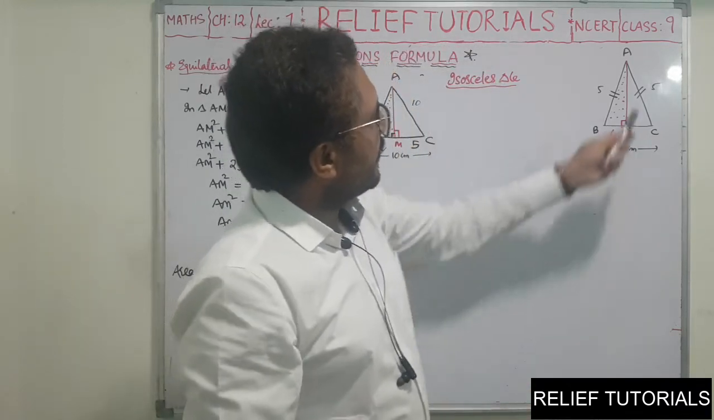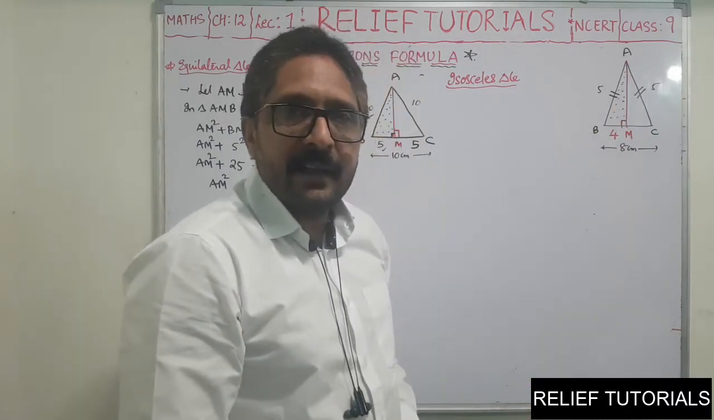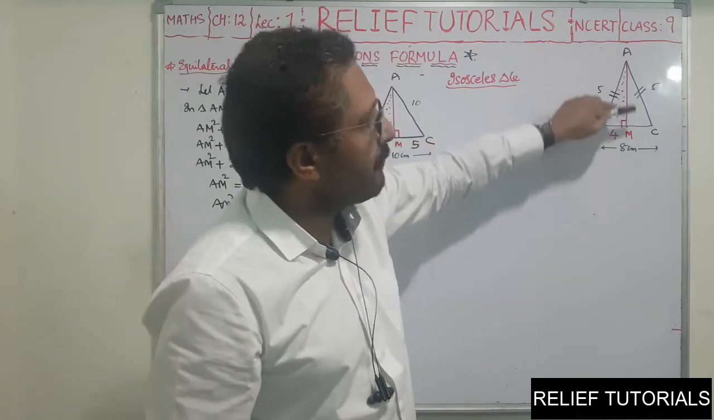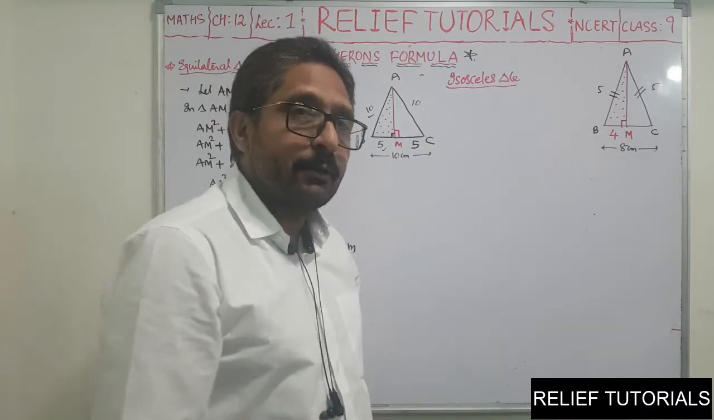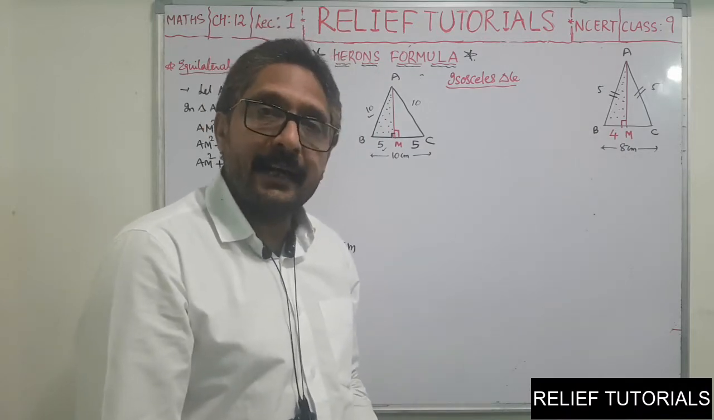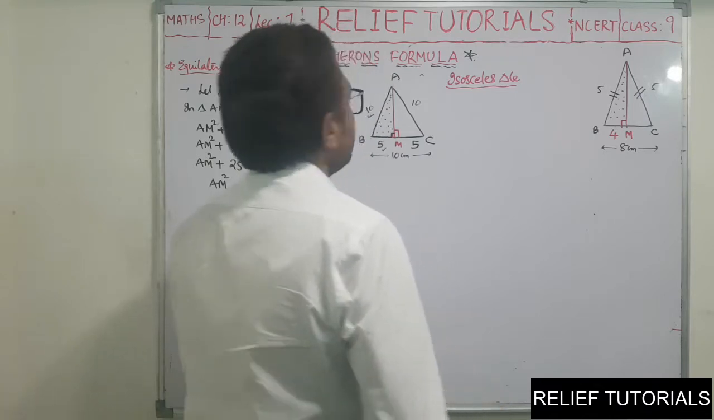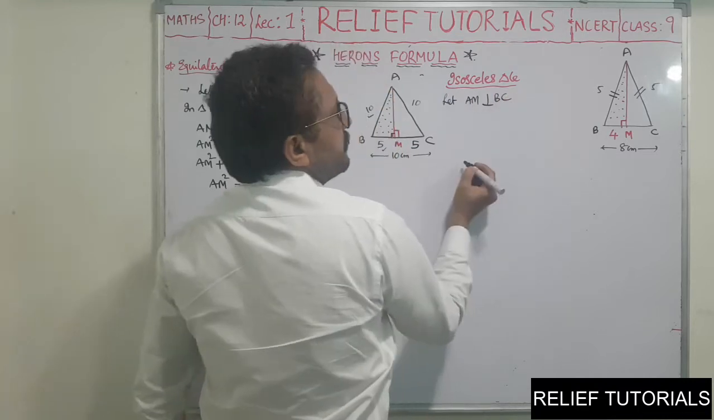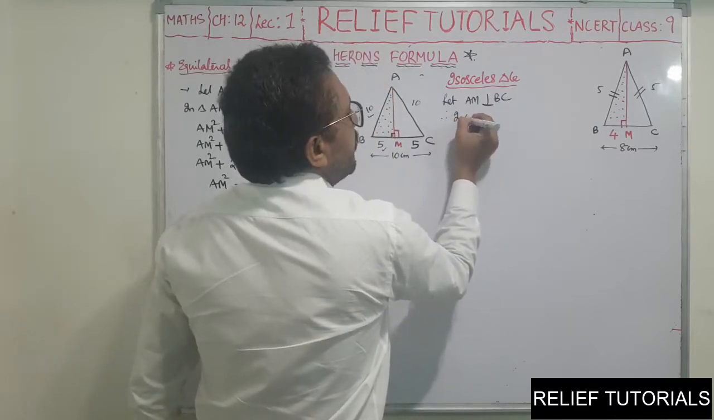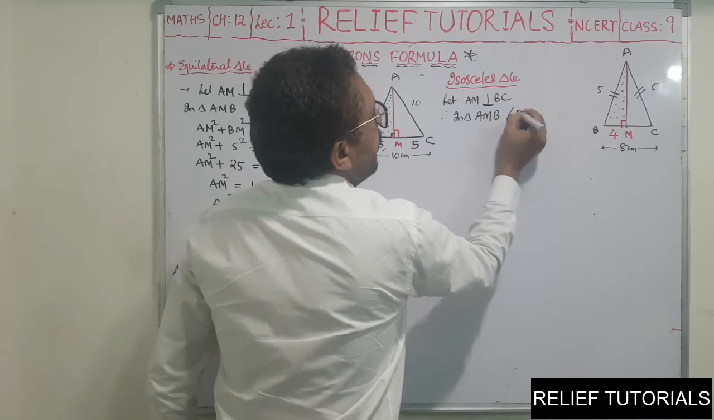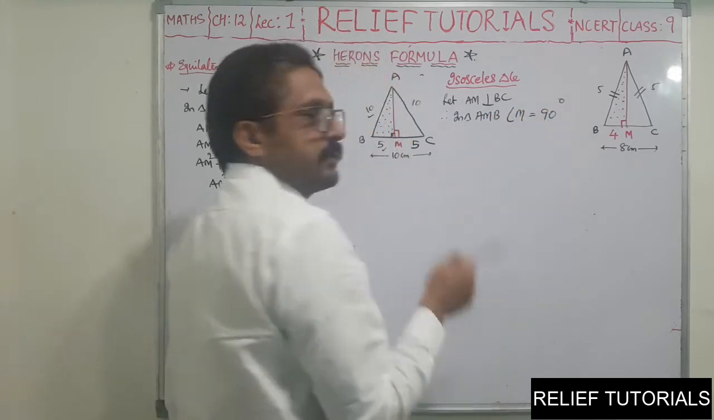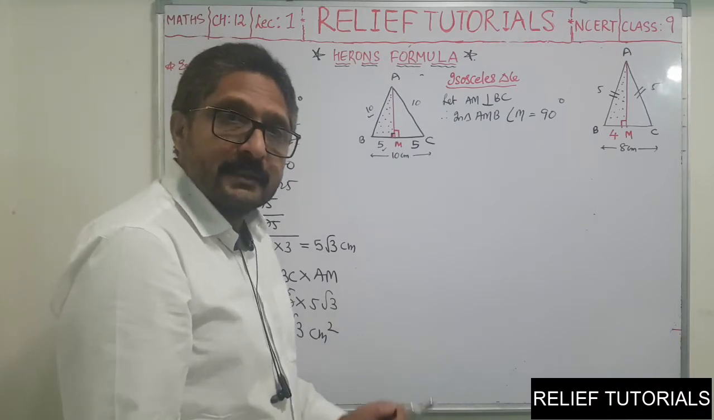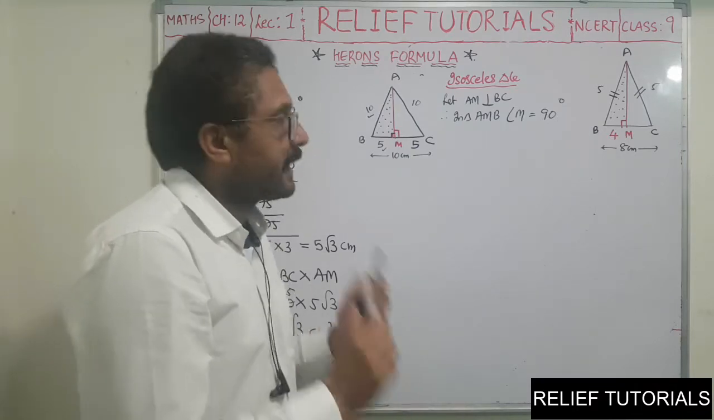Now you consider this triangle AMB, it is a right angle triangle. We have two sides, AB 5, BM 4. We don't have AM, the altitude. So by using Pythagoras you can find the remaining third side. Now here let AM be perpendicular to BC. So therefore, in triangle AMB, angle M is equal to 90 degree. So it is a right angle triangle, so we can apply Pythagoras. You know that Pythagoras is applied only in a right angle triangle.